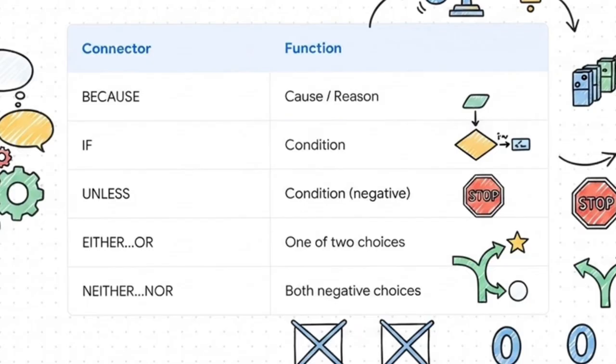Logical connectors here. Because, if, unless, either or, and neither, nor. Honestly, consider these your mathematical operators for language. They dictate the exact relationship and the dependencies between two thoughts. They basically tell your reader definitively why something happened, or under what strict conditions it might happen.